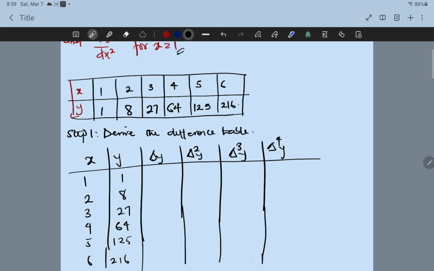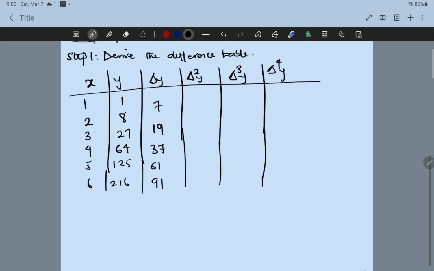So what is going to be the change in y? So 8 minus 1 is 7. 27 minus 8 is 19. 64 minus 27, 37. 61 and 91. Remember, we are doing this minus this, so the front minus the back. Is that okay? 8 minus 1, 7. 27 minus 8, 19. 64 minus 27, 37, like that, and so on and so forth.